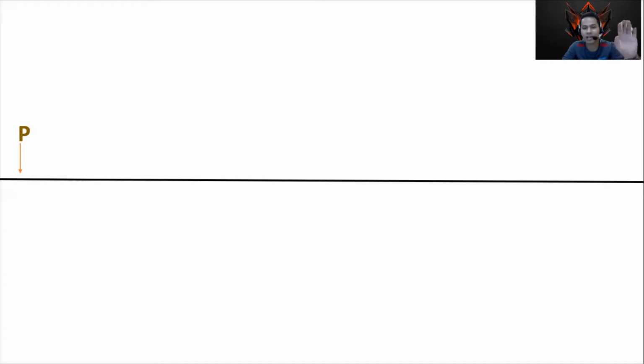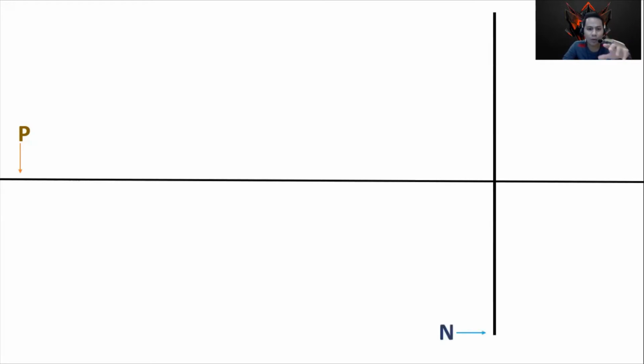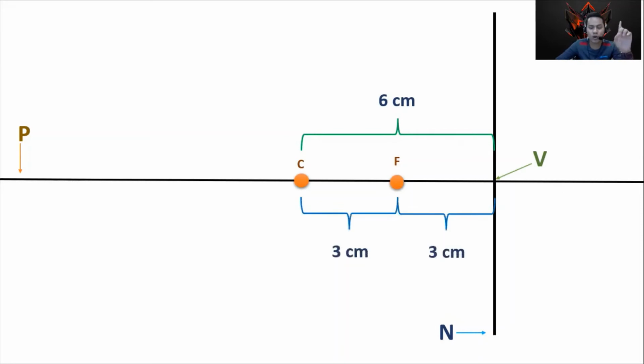Next, tracing the vertical line, you label it as our normal line, and you have the vertex. Same as before, you measure 6 centimeters from your normal line and label it as our center. Then you get the midpoint of the center, which is 3, and label it as our focus. So the measurement from V to F should be 3 centimeters, and from F to C should also be 3 centimeters.